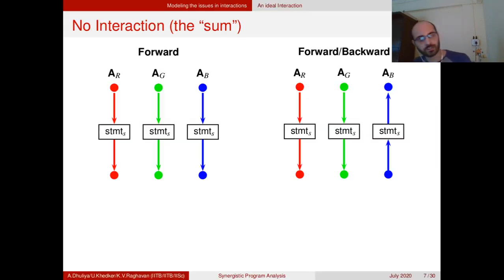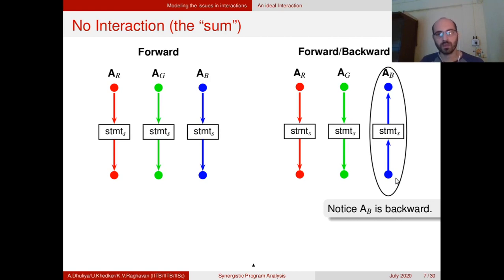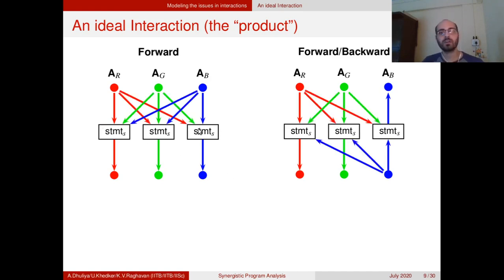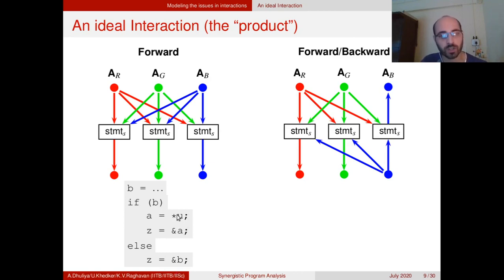Modeling the issues in interactions. If analyses don't interact on the same statement, they all go their own way, no matter which direction they are in. For example, with a backward analysis A and B, there is no interaction between them here. If we model the ideal interaction, the product, then for a single statement each analysis interacts regardless of whether it is backward or forward. For example, points-to analysis would be interested in what b is because it could eliminate one points-to target out of a and b, and some value analysis might be interested in what *u actually points to.